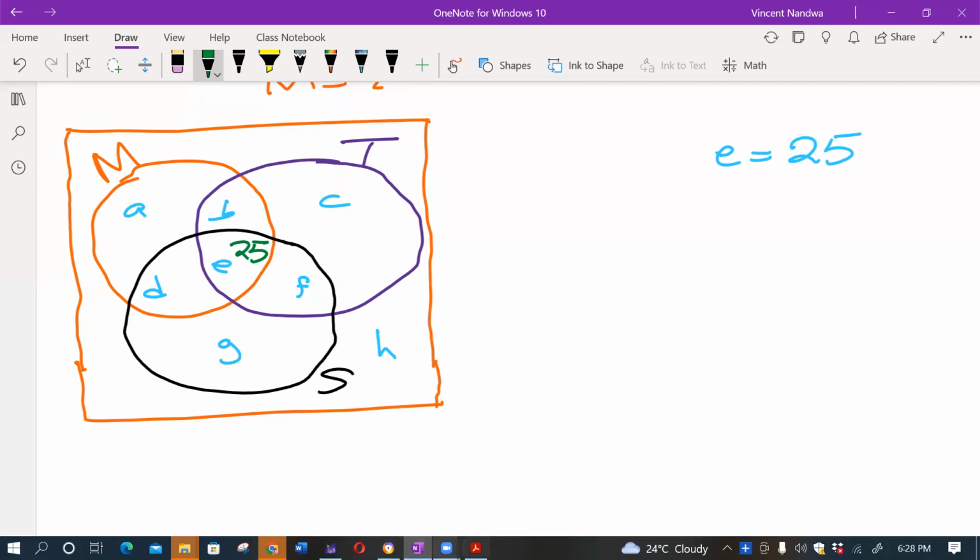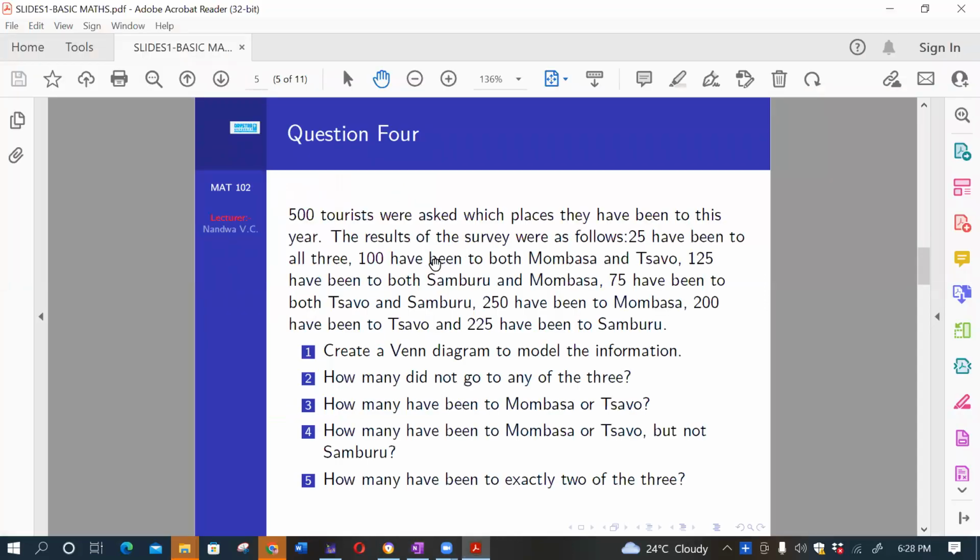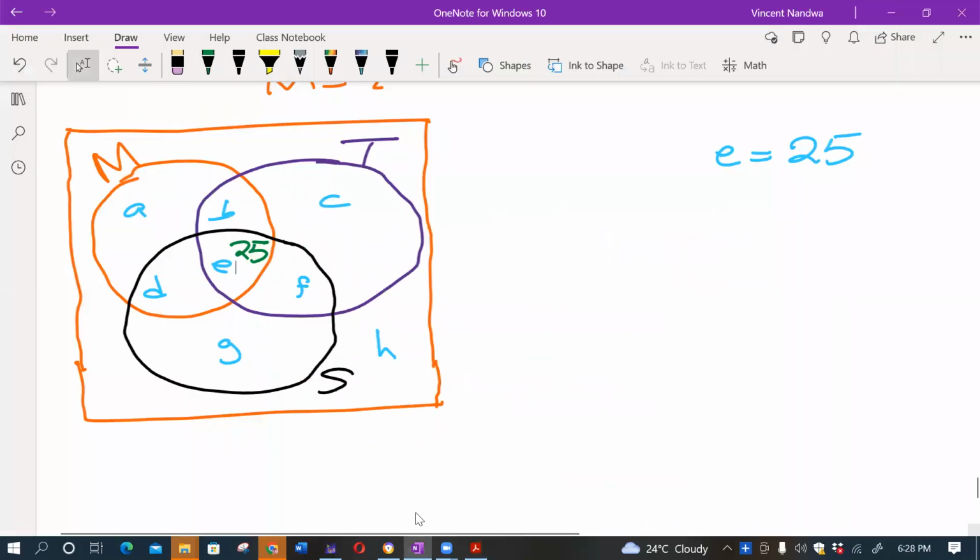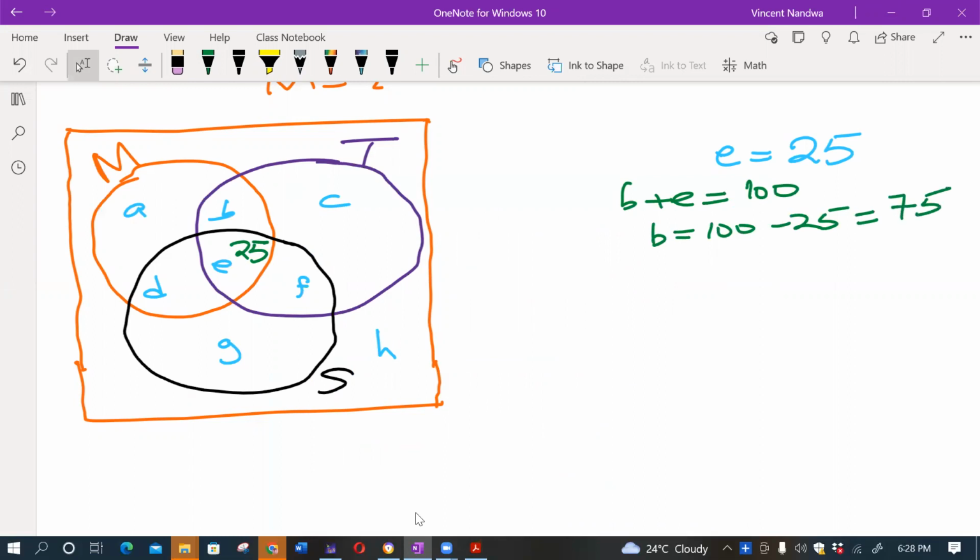Another piece of information from the question is that from this survey, 100 had been to both Mombasa and Tsavo. So where M and T meet, we should get 100. M and T meet at B and E. So B plus E should give us 100. So B alone will be 100 minus 25 because E is already given as 25. So the answer should be 75. So we fill here with number 75.